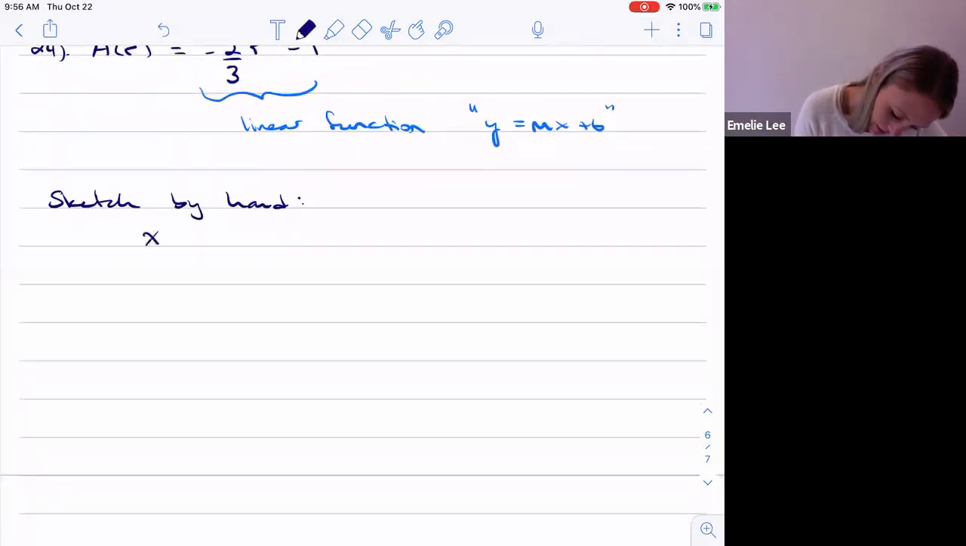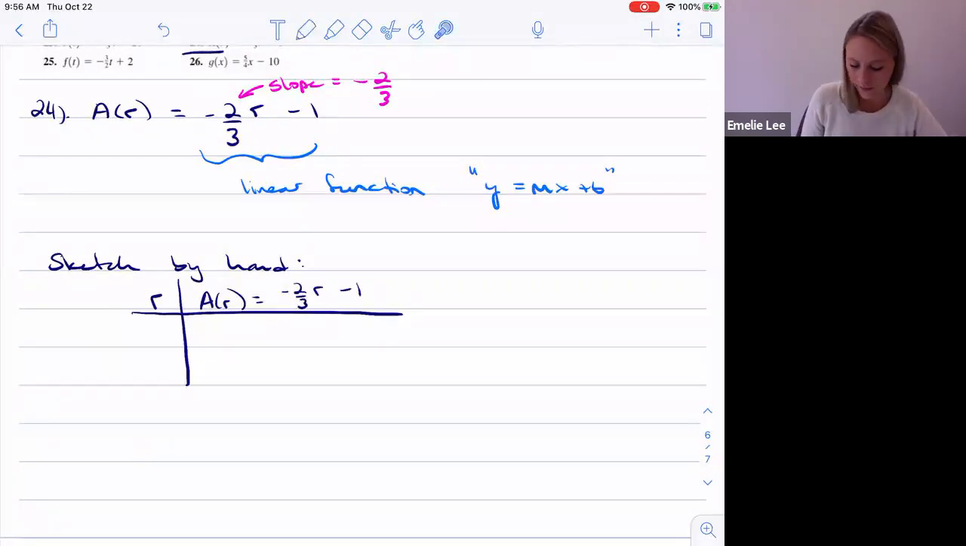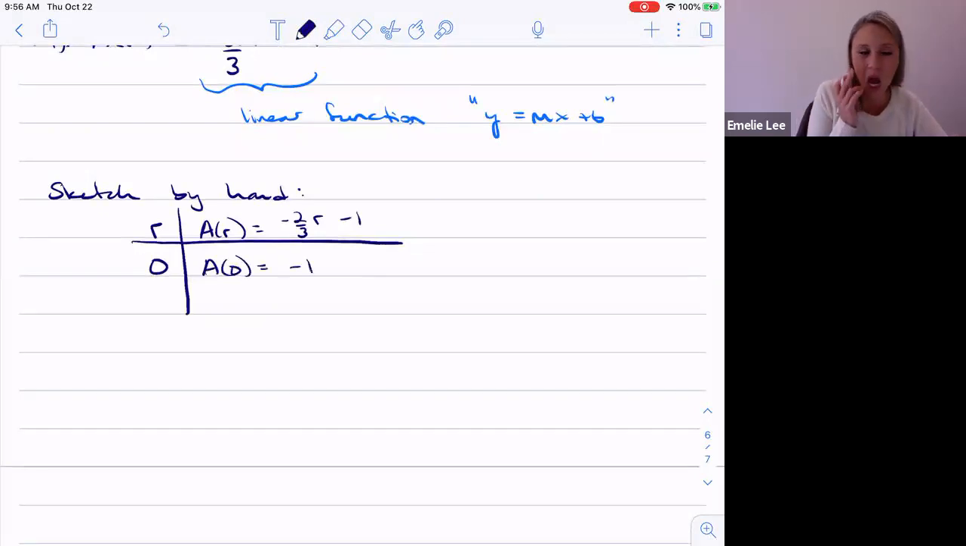So what I'm going to do is I'm going to make a table of values, or sorry, I guess it's R. R gives A of R, which is -2/3R minus 1. Now, I want to pick convenient values of R, right? So my go-to is R equals 0. R equals 0 makes this term go away, so then I just have A of R must be -1. So I'm going to use that first. A of 0 is -1.